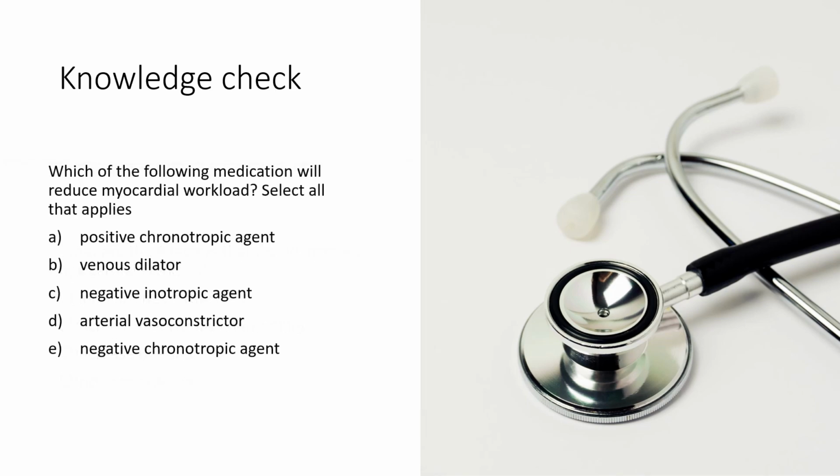So our second knowledge check question is, which of the following medications will reduce the myocardial workload? Select all that apply. So we're not asking for specific medication here, but rather how the medication works, the mechanism of action. A, a positive chronotropic agent; B, a venous dilator; C, a negative inotropic agent; D, an arterial vasoconstrictor; or E, a negative chronotropic agent.